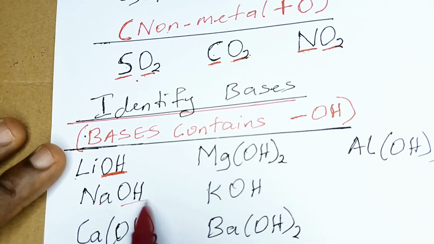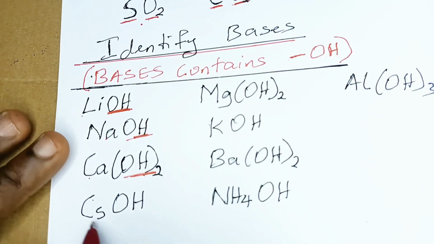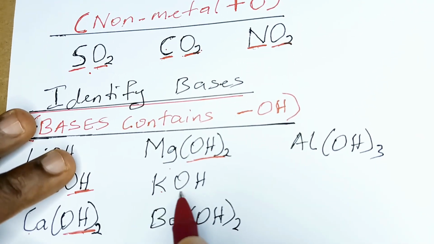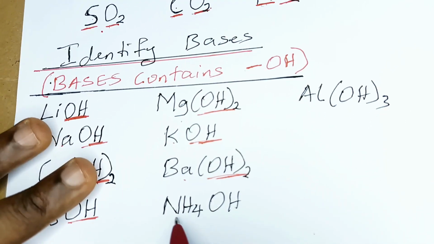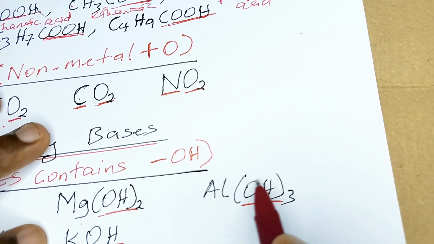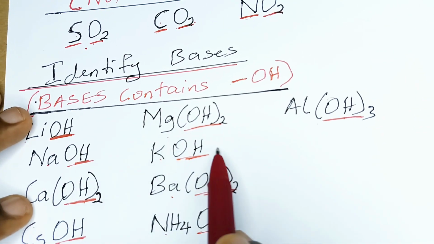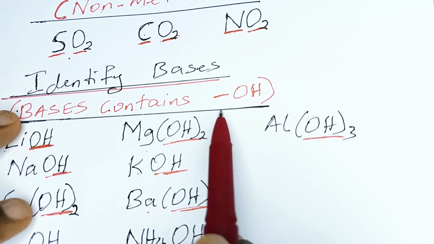This is sodium hydroxide, calcium hydroxide, cesium hydroxide, magnesium hydroxide, potassium hydroxide, barium hydroxide, ammonium hydroxide, and aluminium hydroxide. Because of the presence of this OH in all these, they are all known as bases. So this is the first method of knowing bases. So we have to go to the second method now.